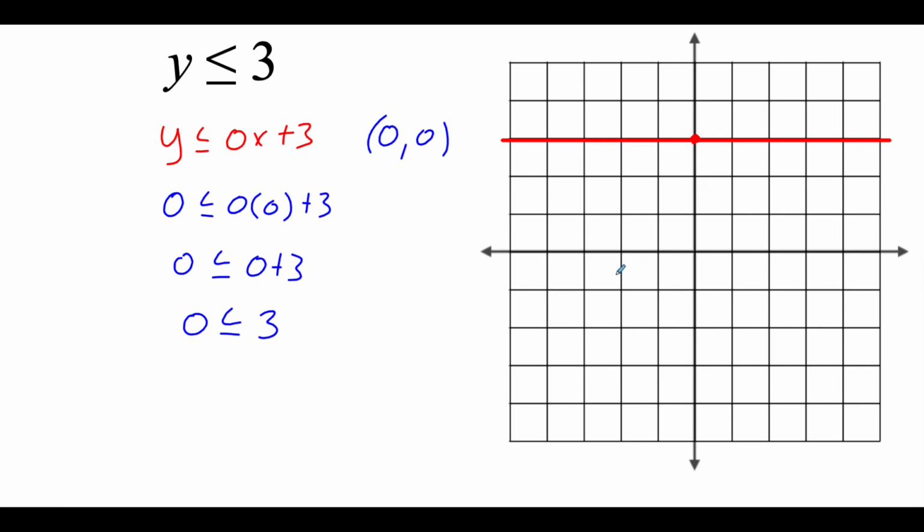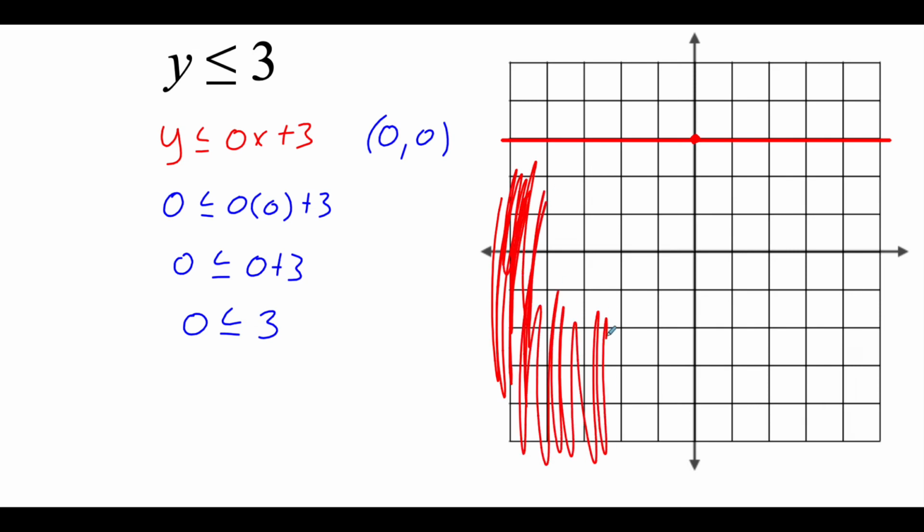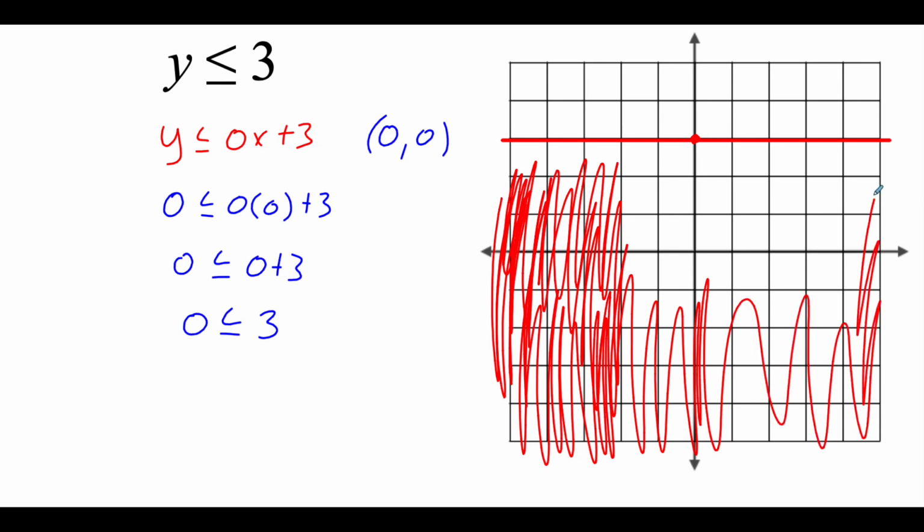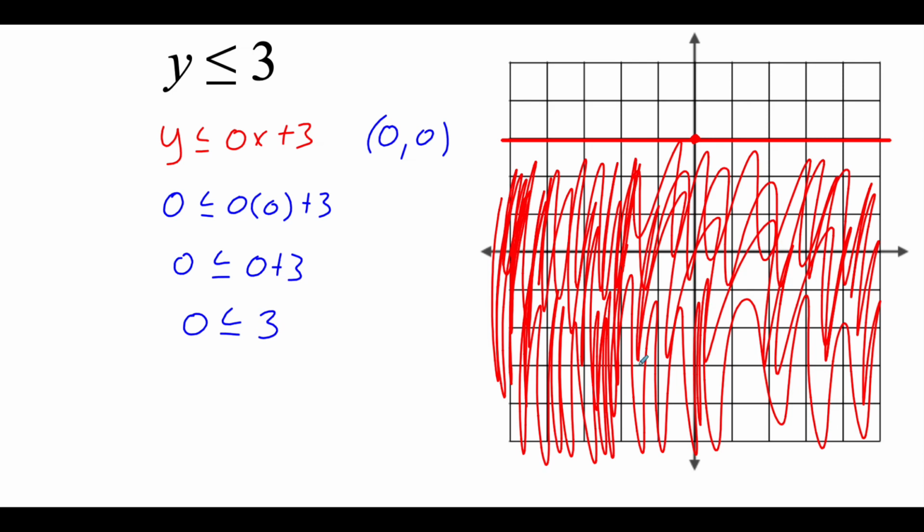So we want to shade on the same side as the point 0, 0. So just like we've seen before, because 0, 0 worked, that means that every single point on this half of that boundary line that we drew out would also work when we would plug in the ordered pair to our inequality.